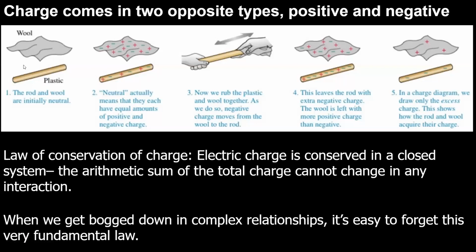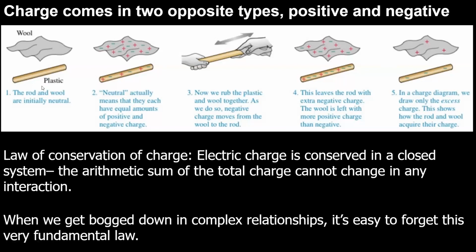Obviously, you should probably know this, but charge comes in two opposite types. You have positive and negative charge. This is just like the positive and negative poles you would see on a magnet, but we're not going to go there since that is pretty advanced stuff.